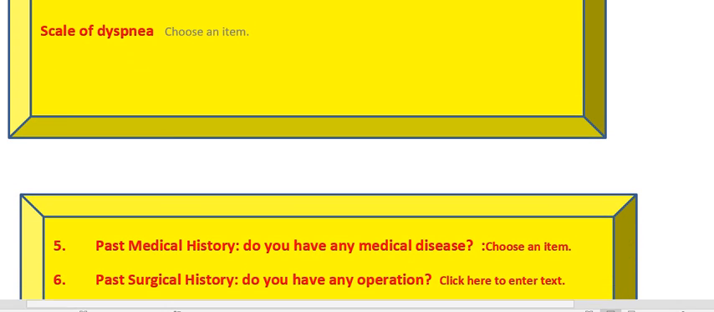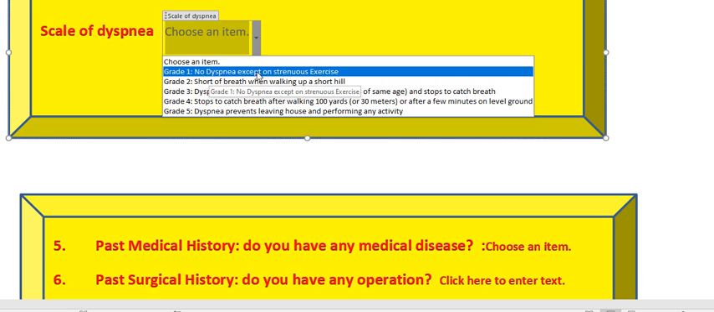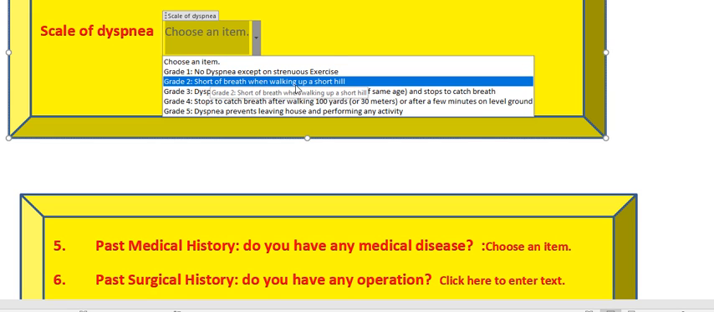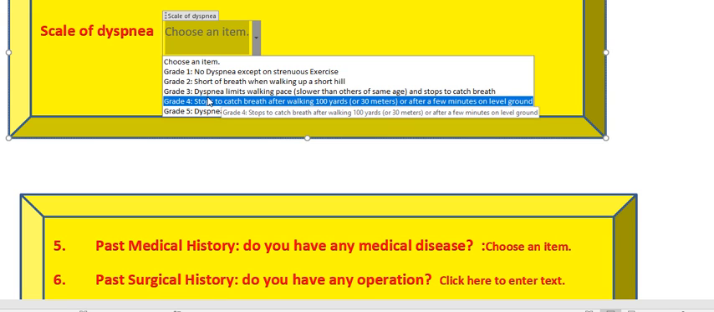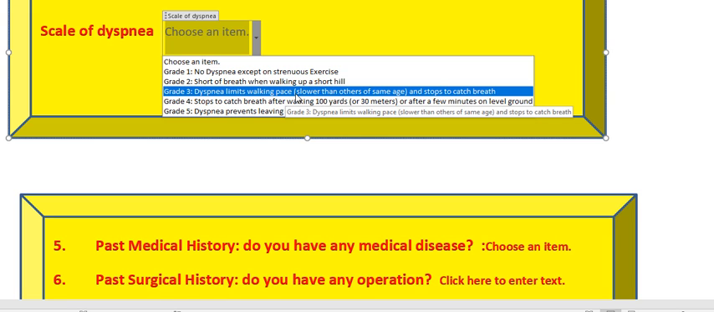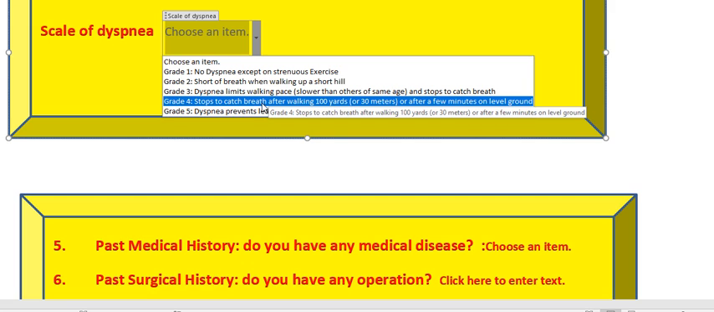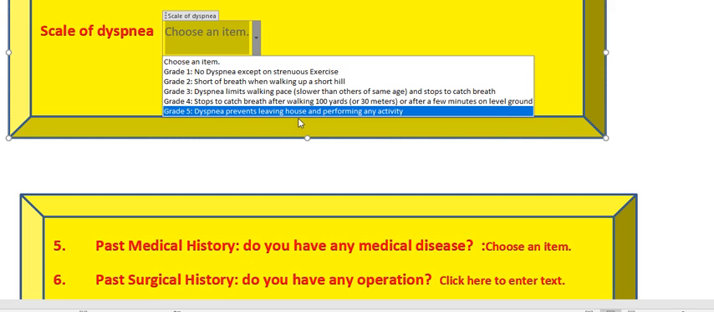A scale of the activity of the patient: what activity can the patient do? She has no dyspnea except on strenuous exercise, or she has shortness of breath on walking up a short hill, or dyspnea limits walking pace, or she stops to catch breath, or dyspnea prevents leaving the house and performing any activity.